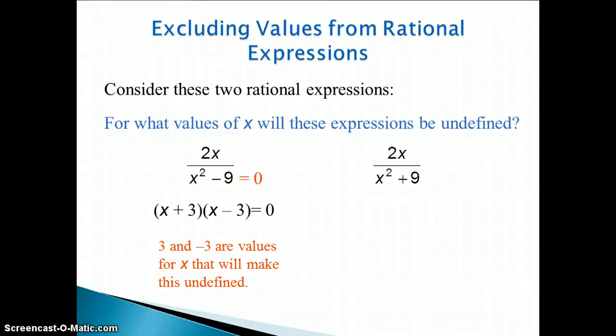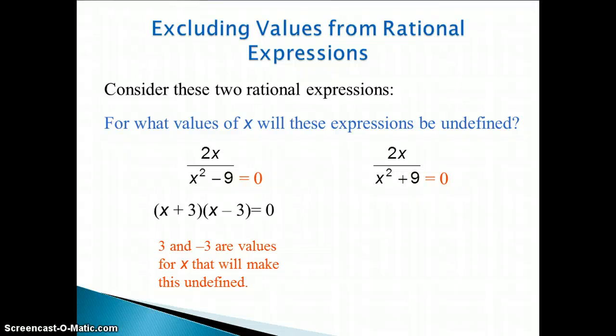Now let's look at the expression on the right. Whatever values of x that will make this expression undefined are the values of x that will make that denominator equal to 0. Now think about what number you would have to add to 9 to get 0. Well, you'd have to add negative 9 to positive 9 in order to get 0. So are there any values of x that would make x squared be equal to negative 9? Well, the answer to that is no. There's no way you can square any real number and get any negative number.